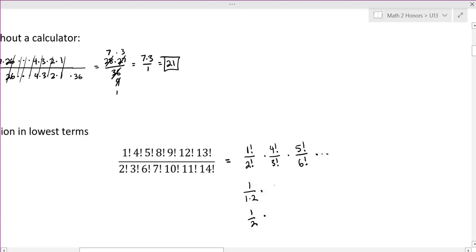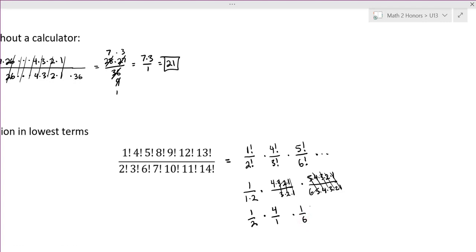If I have 4 factorial over 3 factorial, that's going to be 4 times 3 times 2 times 1 over 3 times 2 times 1, which is 4 over 1, or just 4, after you reduce this fraction. If you have 5 factorial over 6 factorial, that's 5 times 4 times 3 times 2 times 1 over 6 times 5 all the way down. And you reduce this, and you end up with 1 over 6.